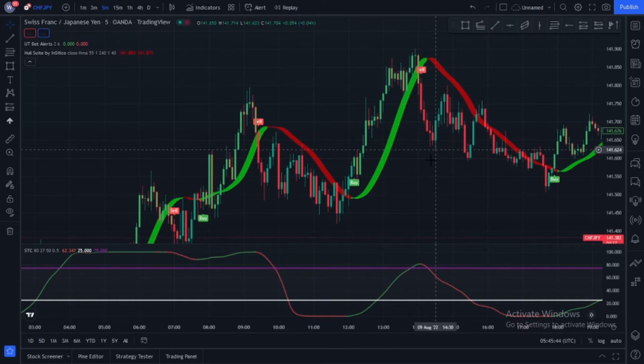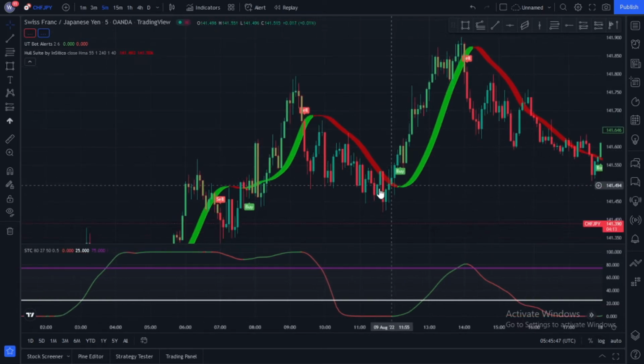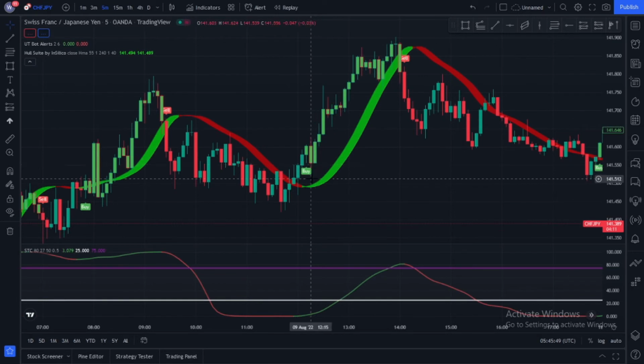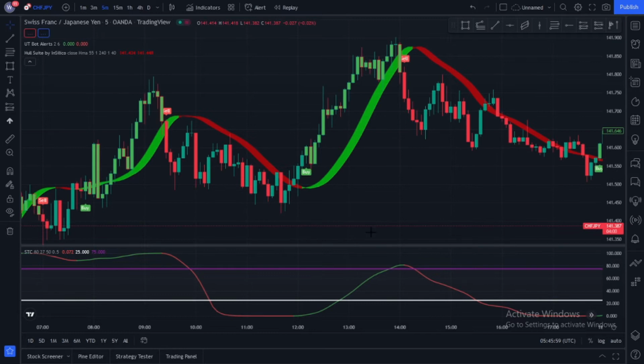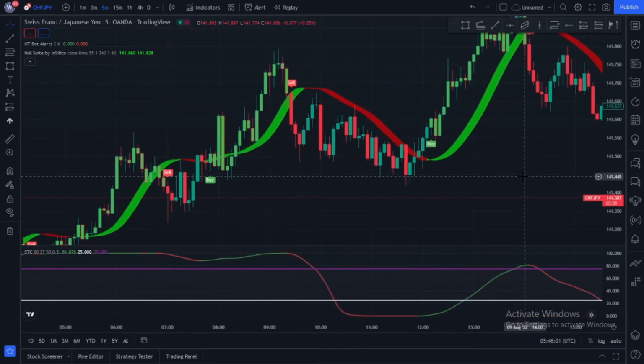Strategy has rules. For long positions: 1. The buy label should appear. 2. The STC indicator should be green and below the white line and rising and approaching the white line. 3. The Hull Suite indicator should be green. In this situation, we can take a long position.